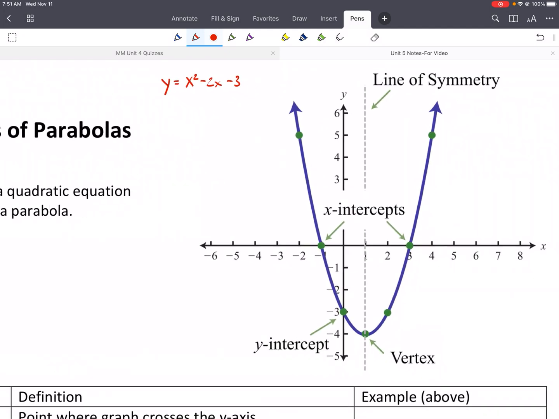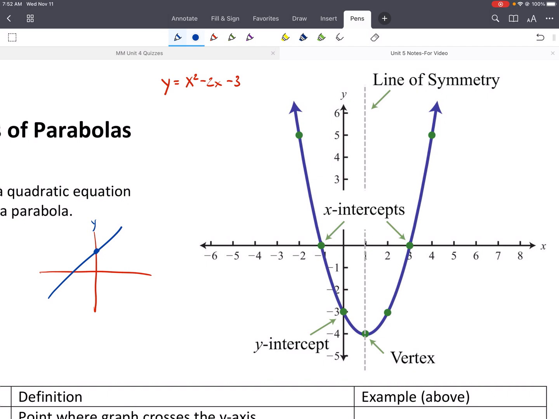So first off, we're going to talk about the y-intercepts. Okay, the y-intercept is where the parabola crosses the y-axis. Just like when you had linear equations, and if we had this linear equation that crosses the y-axis, that would be our y-intercept. So it's similar to what you did with linear equations. All right, so it's just where the line or the parabola crosses the y-axis.